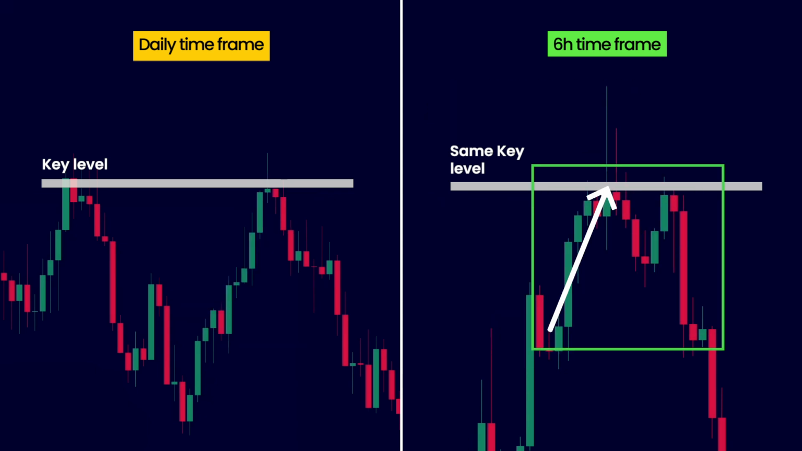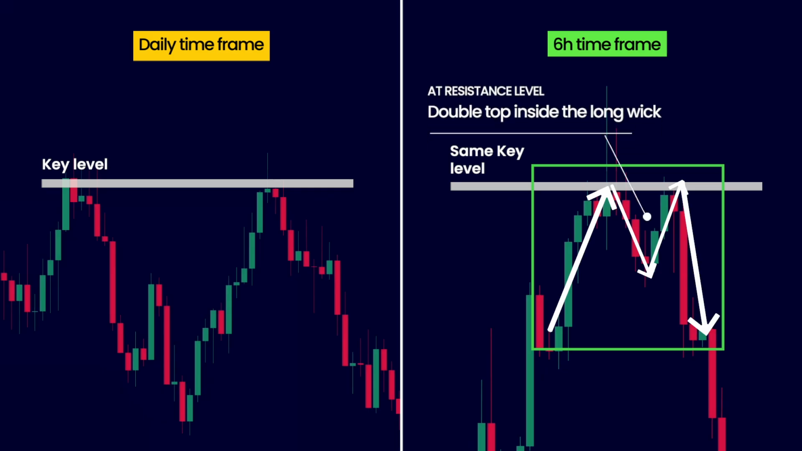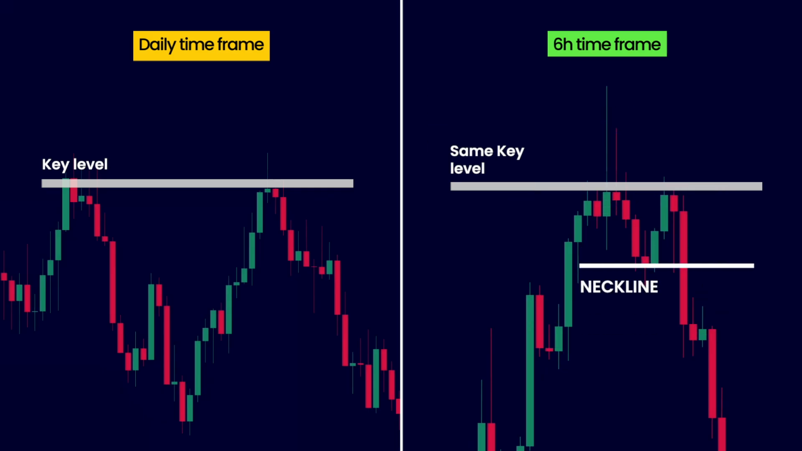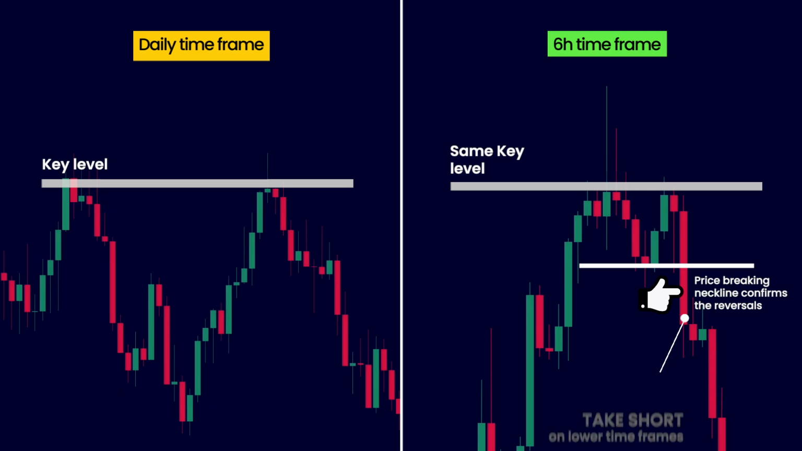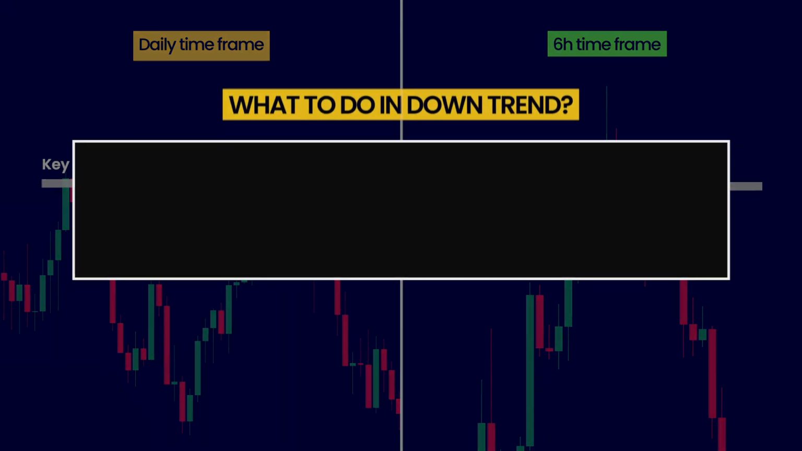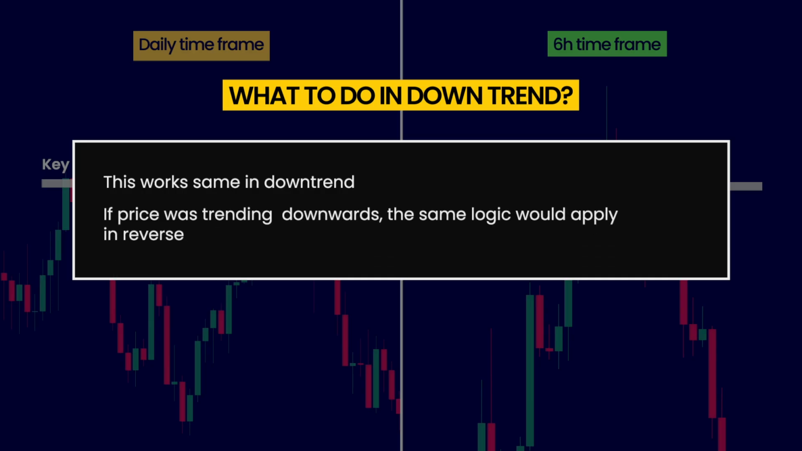In this case, a double top formed precisely at resistance. The neckline is placed at the swing low, confirming the trend change. When price breaks below the neckline, the reversal is confirmed. That's when traders look for short entries on lower time frames. Now let's flip this scenario for a downtrend. If price was trending downward, the same logic would apply in reverse.